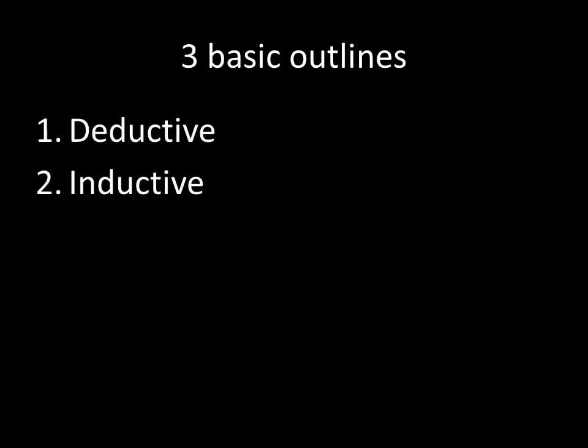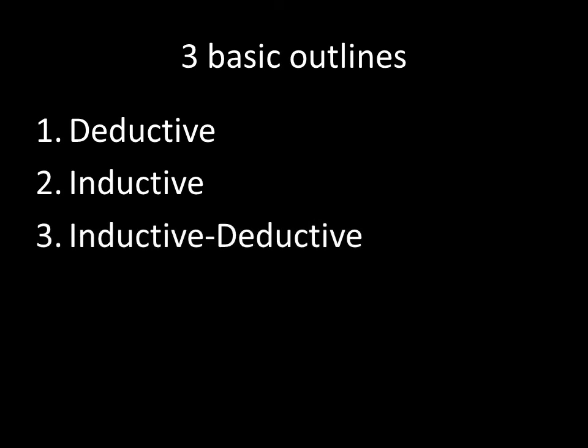There are three basic kinds of outlining: inductive, deductive, and inductive deductive. In this lesson, we're going to be covering all three of those basic kinds of outlines. Those three basic outline types are the deductive outline, the inductive outline, and the inductive deductive outline. Today we're beginning with the deductive outline.